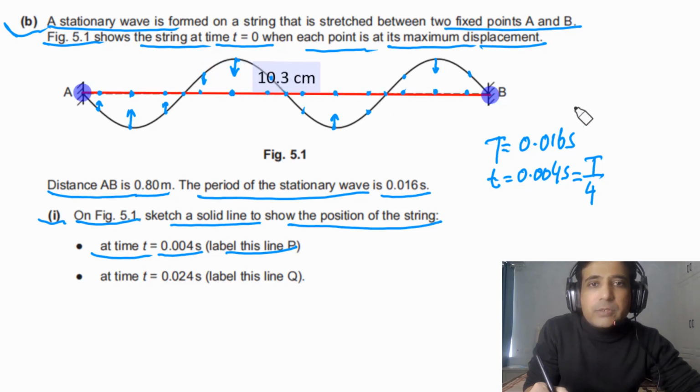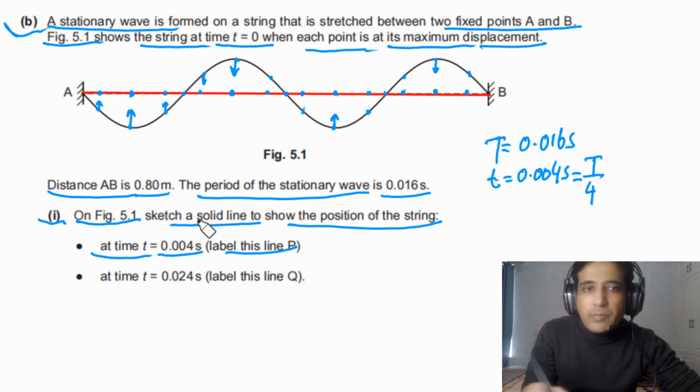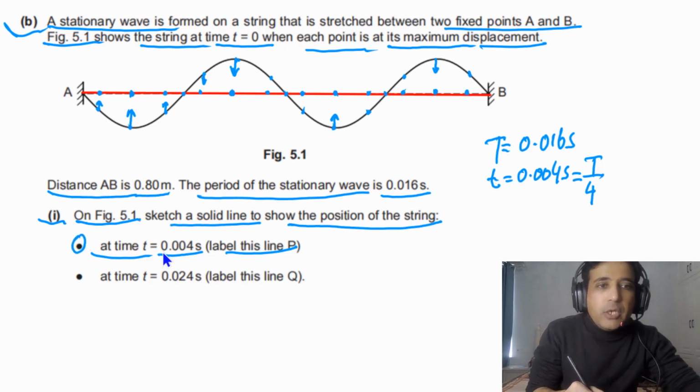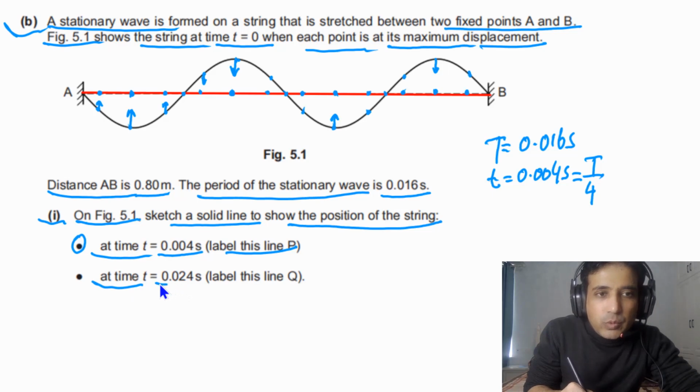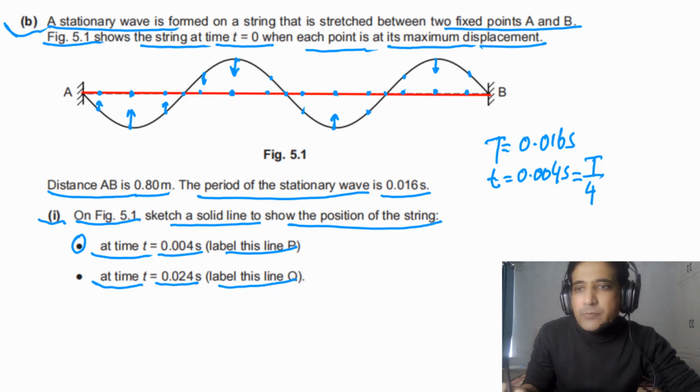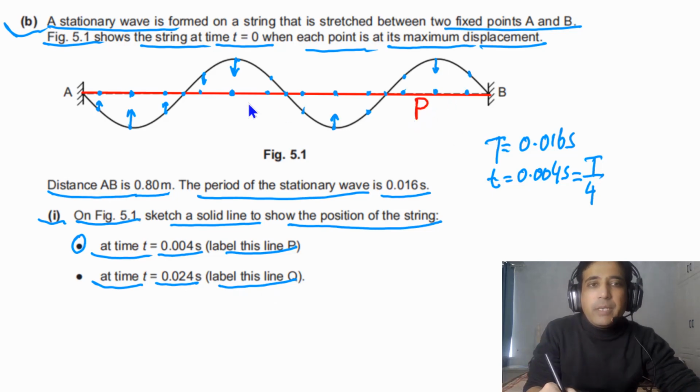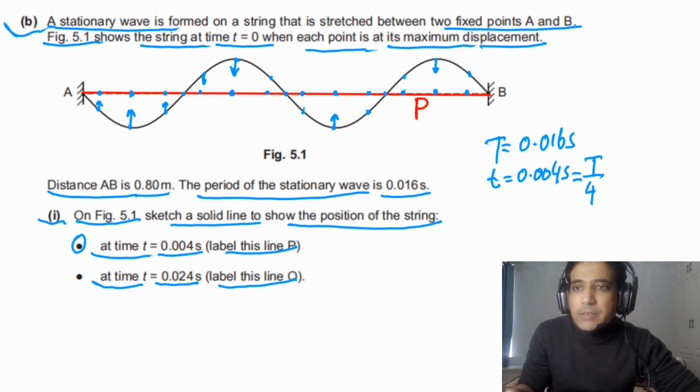So you have to draw this line. So we have done this part. Now let's go to the next part. At time t is equal to 0.024 second, label this line Q. So this line we have to label P. So we can label this line as P. And now we go to the next one. We will answer the next problem now.